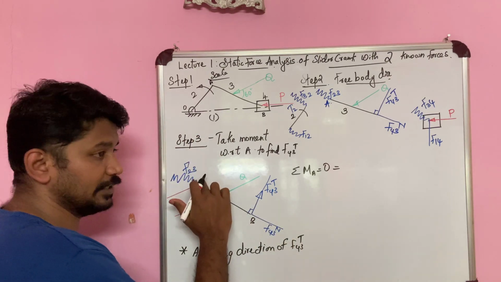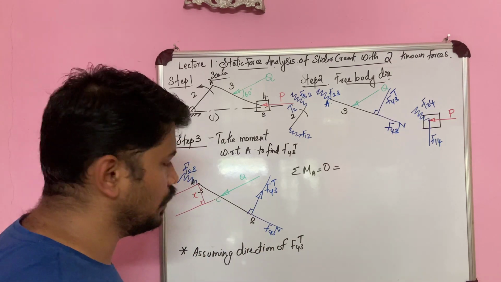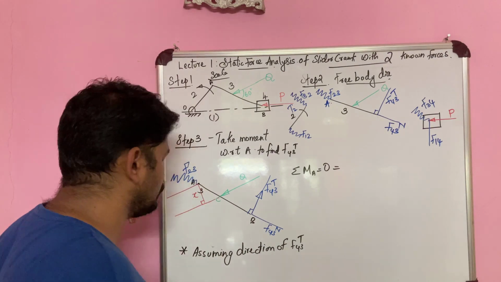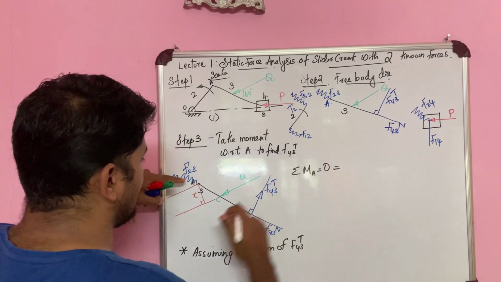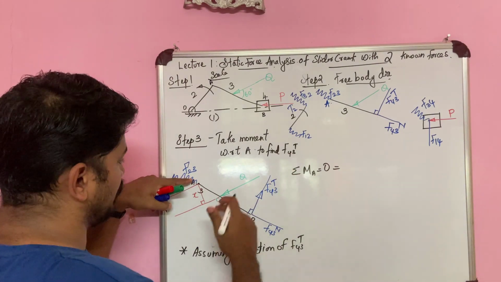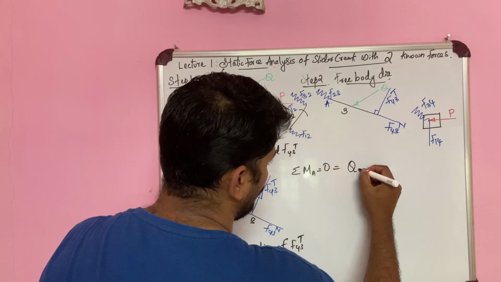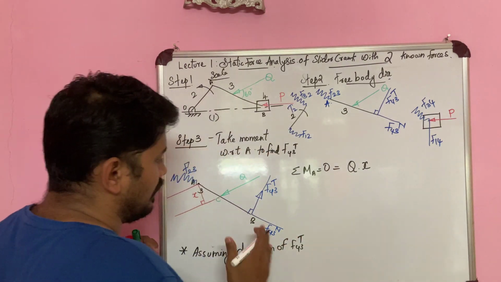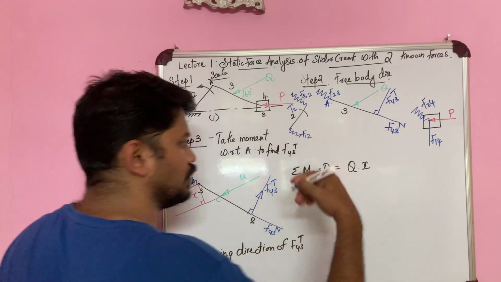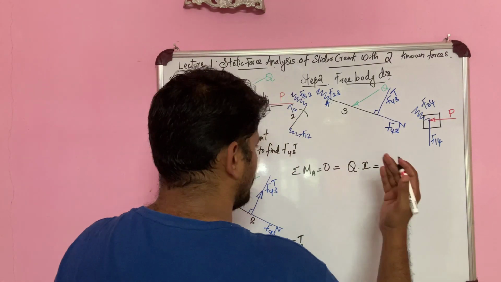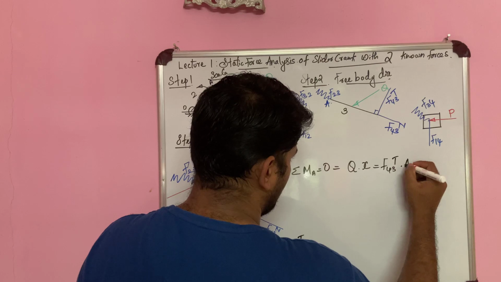Similarly, F43N is acting through the point A, right? The line of action will take it through A, so there also the perpendicular distance is 0. So the moment is 0. So I am left with only two forces, which are Q and F43T. Q is acting in the clockwise direction with respect to point A and at a perpendicular distance of X. So I am taking Q into X, and F43T is in the anti-clockwise direction, so I am taking it as negative. I can put it on the other side of the equal to sign. So Q into X is equal to F43T into AB.